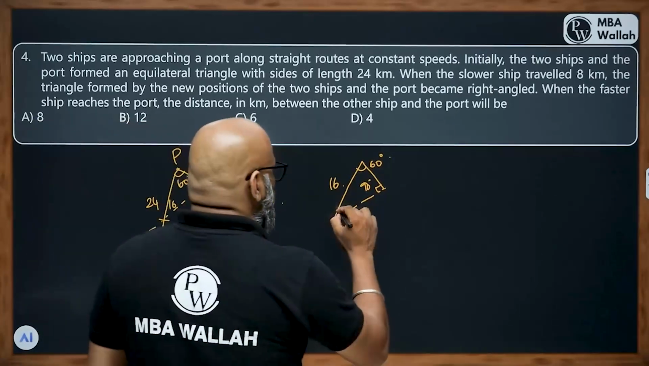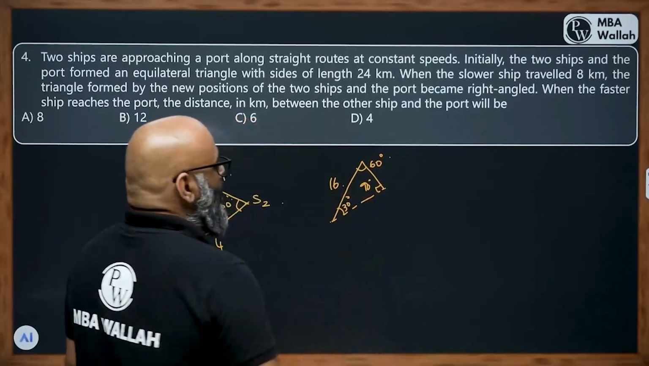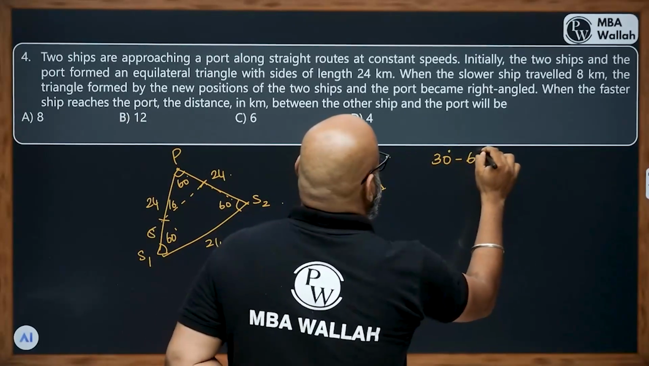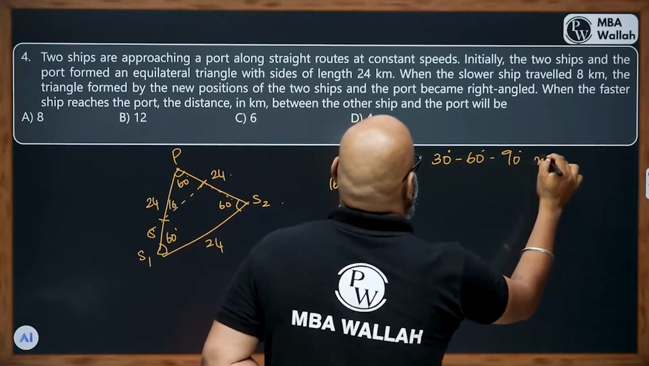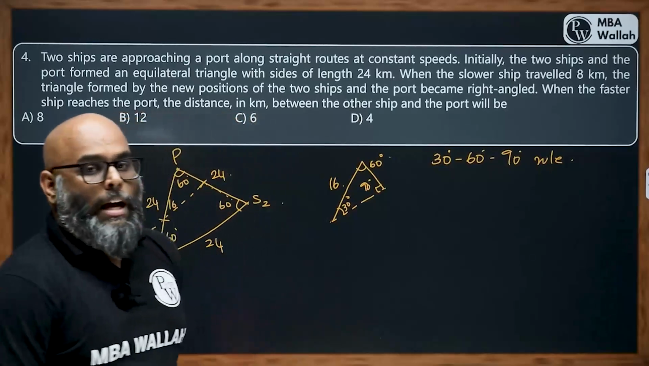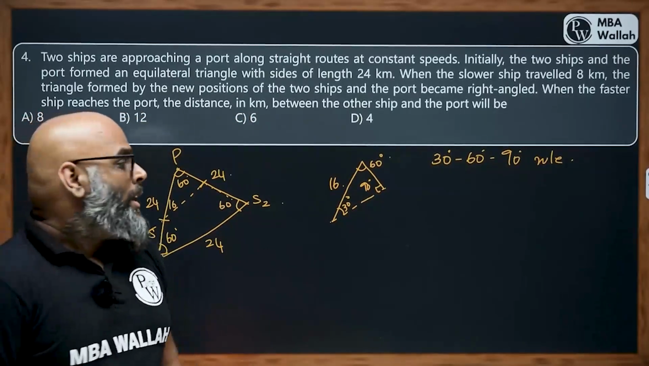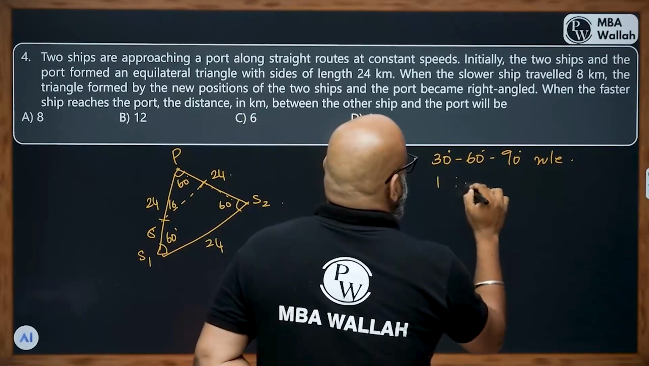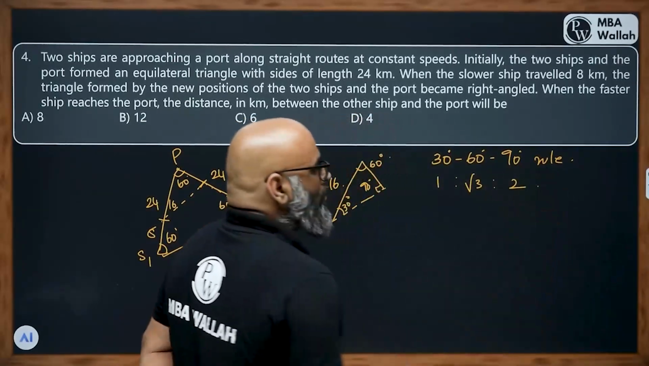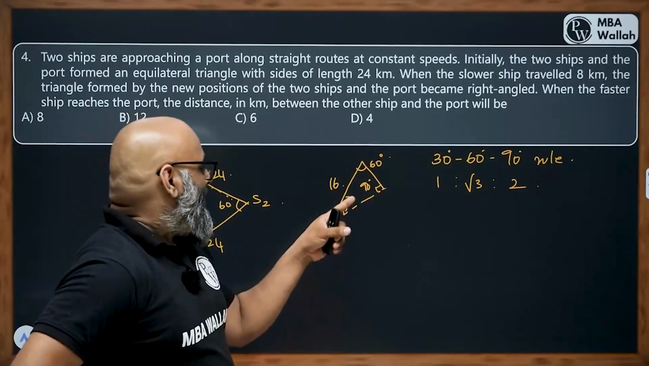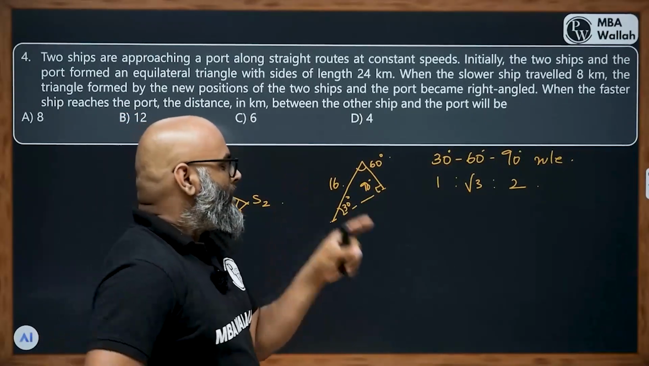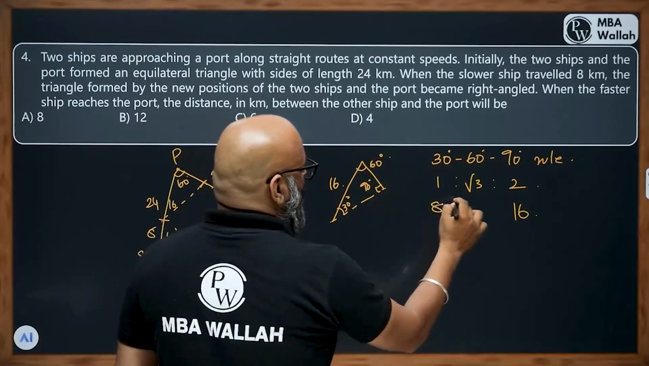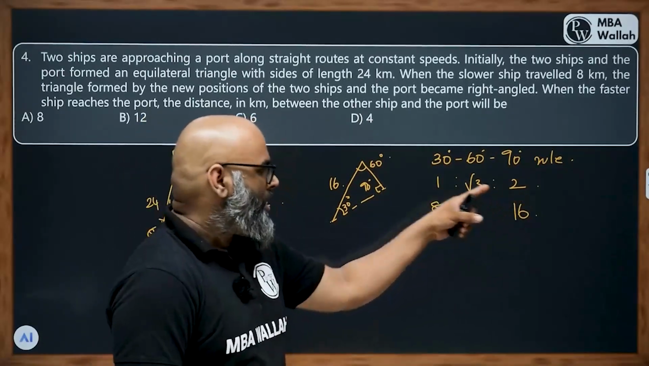So this will become 30 degrees. Now I'm going to use a 30, 60, 90 triangle rule. That says, if the angles are 30, 60, 90, the sides corresponding to the angles will be 1 is to root 3 is to 2. I notice that the side corresponding to 90 degrees is 16. So the side corresponding to 30 degrees should be 8. This is 16. This has to be 8.